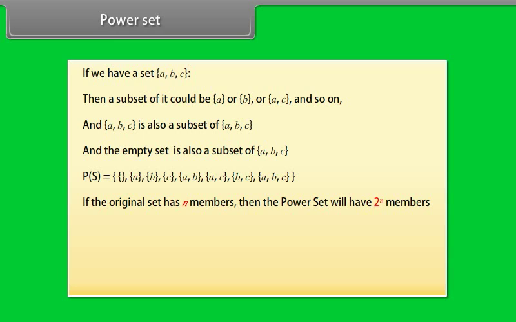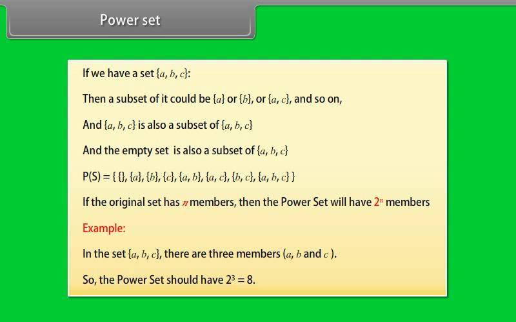If the original set has n members, then the power set will have 2 raised to power n members. Example, in the set {A, B, C}, there are 3 members, A, B, and C. So, the power set should have 2 raised to power 3, which is equal to 8, which it does.